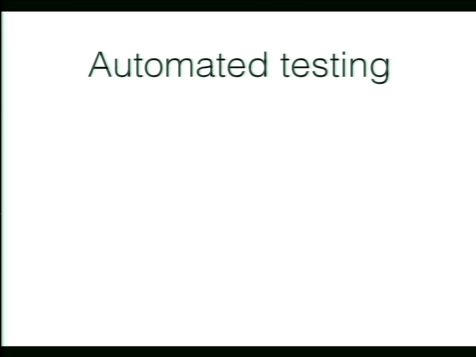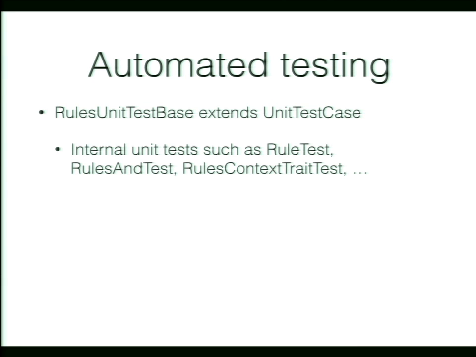So while the UI is not there, how can we do stuff with rules? I mean, it's super boring. We implement our actions, we implement our conditions, but we don't know if they really work. And as with everything in Drupal core, we embrace automated testing quite extensively.